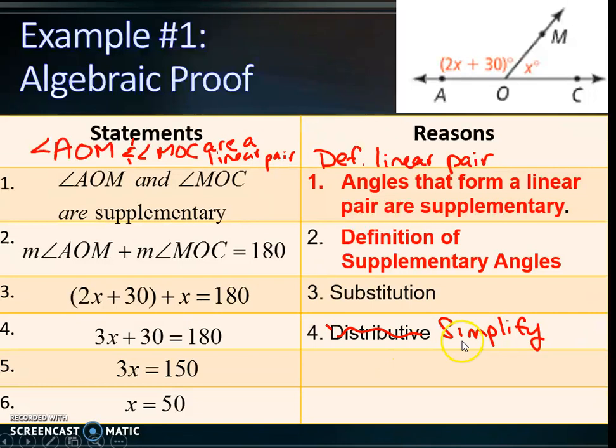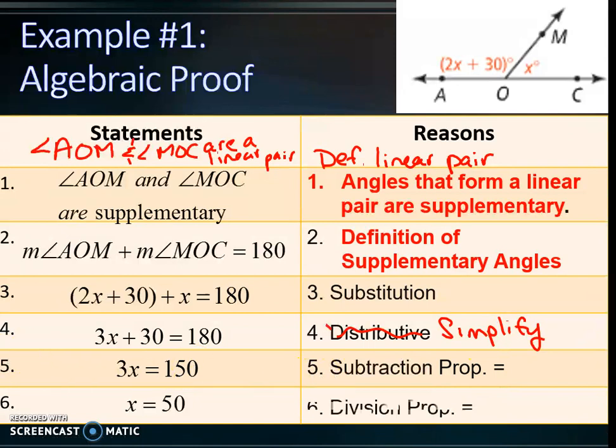And you can see that right here, they simplify. They didn't use distributive. Don't write that. Just write simplify. They just did 2x plus x is 3x. That's CLT, combine like terms, which is simplify. Plus 30 equals 180. And then we're going to subtract 30 on each side. That's subtraction property of equality.